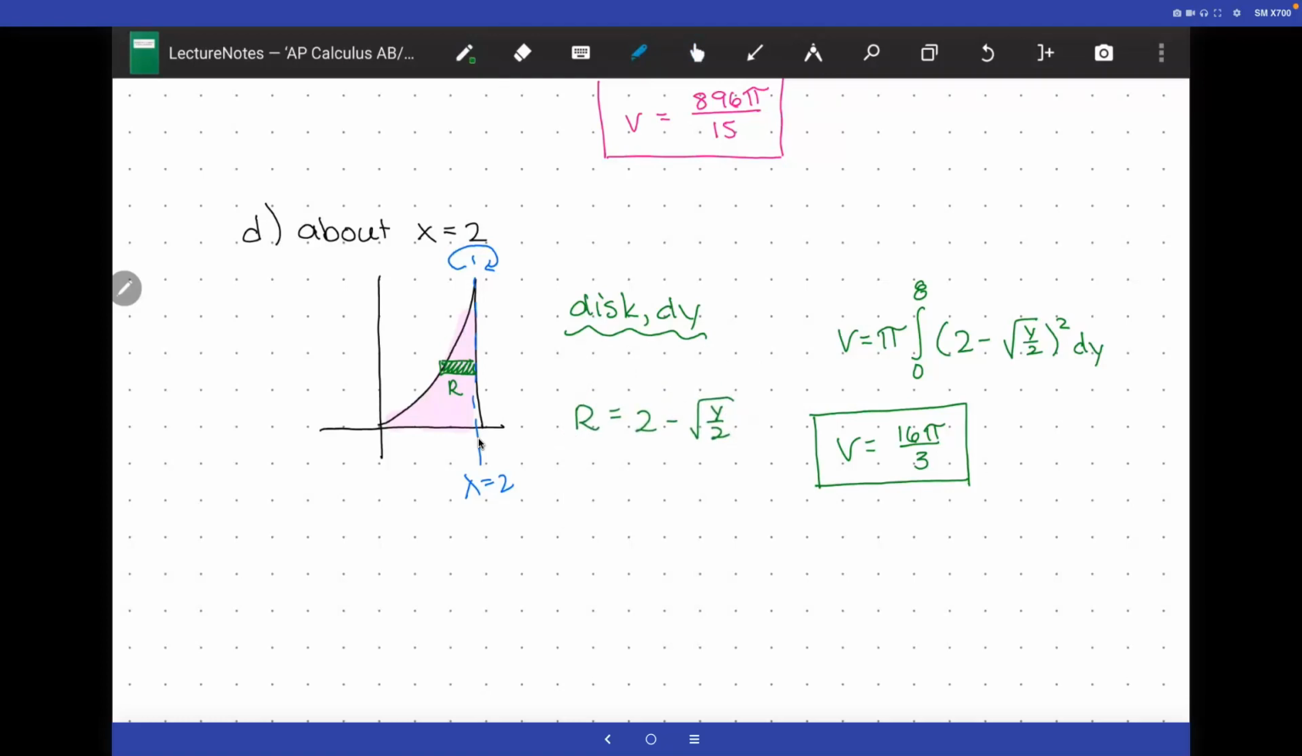Right minus left. Any questions about this?